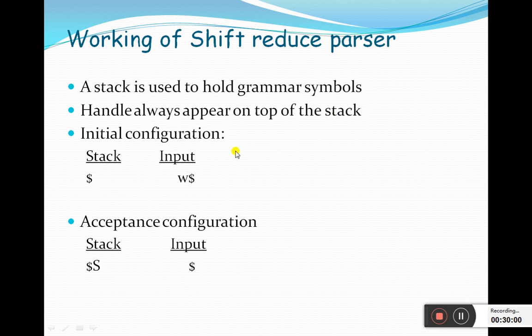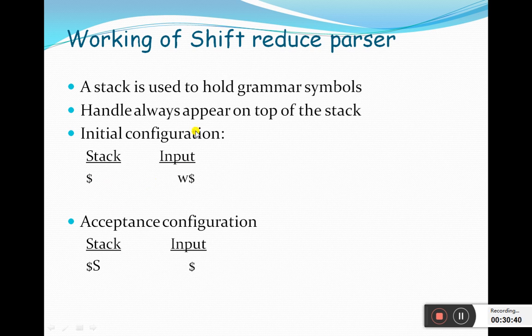Now let us look at the initial configuration of the shift reduce parser. Initially you will have a stack, and at the bottom of the stack we will have a dollar sign that marks the bottom of the stack. On the other hand, in the input we will have a string w ending with a dollar sign. So dollar is the input right-end marker here. It also serves as a bottom marker for the stack. So this is the initial configuration the shift reduce parser is in before it starts the parsing process.